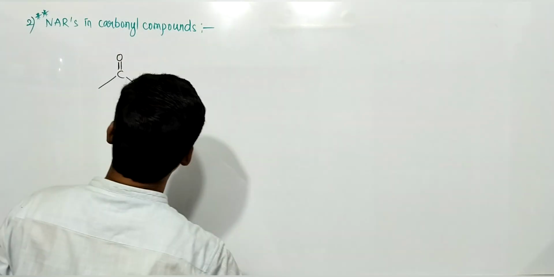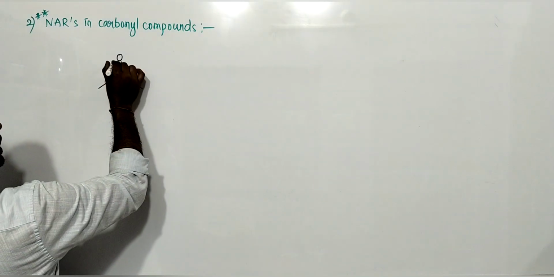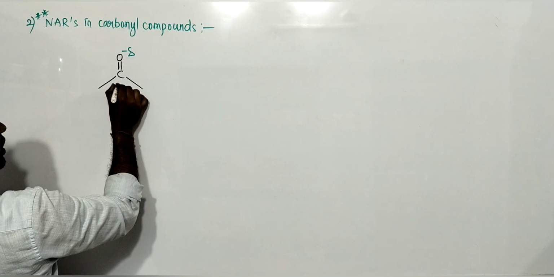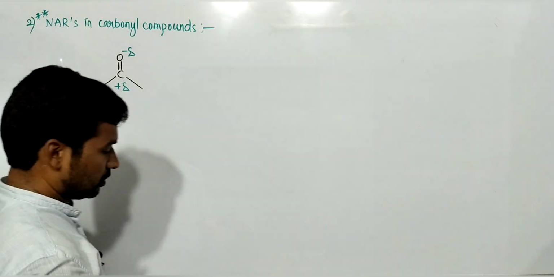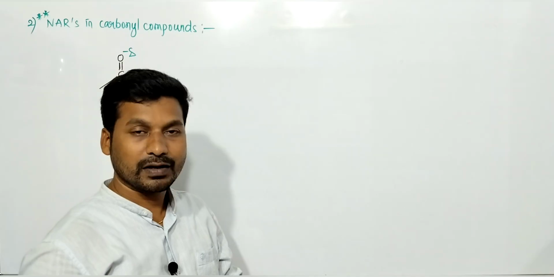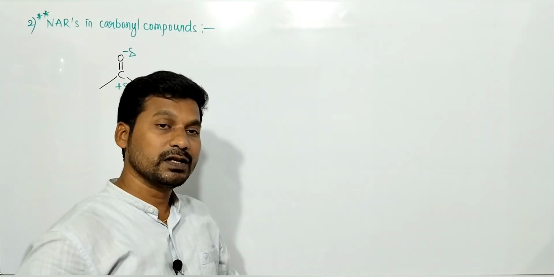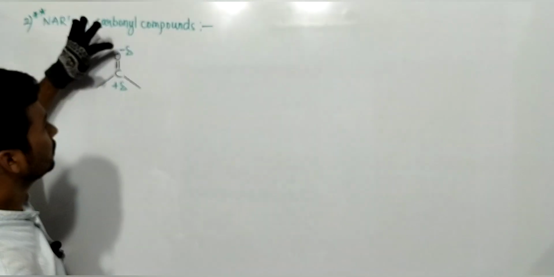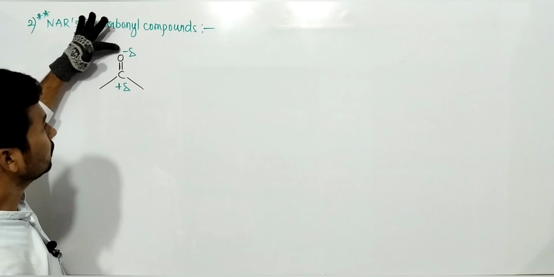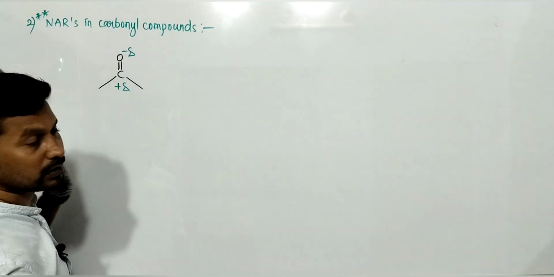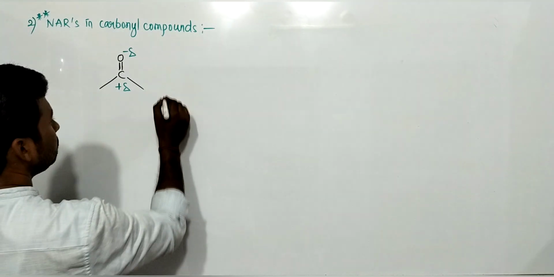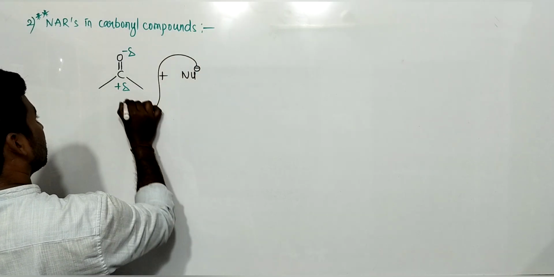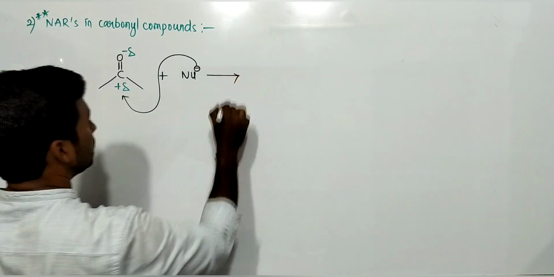Here due to more electronegativity of oxygen, pi electrons shift towards this oxygen, then oxygen becomes partial negative and carbon becomes partial positive. Here pi electrons are loosely held between carbon and oxygen. First point, oxygen is more electronegative. That's why this pi electron cloud slightly moves towards oxygen. That's why oxygen becomes partial negative and this carbon becomes partial positive. Therefore, nucleophilic attack takes place, nucleophilic addition reaction takes place here.